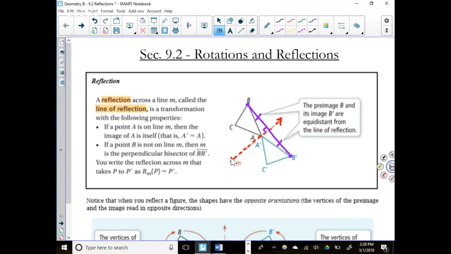Okay. So, for example, C right here, you would look back to the line of reflection, and it's going to be the same distance from the line of reflection to C prime. Now, if a point lies on the line of reflection, can you reflect it anywhere? No, it's just going to stay there. It's literally just going to flip over that line right there.